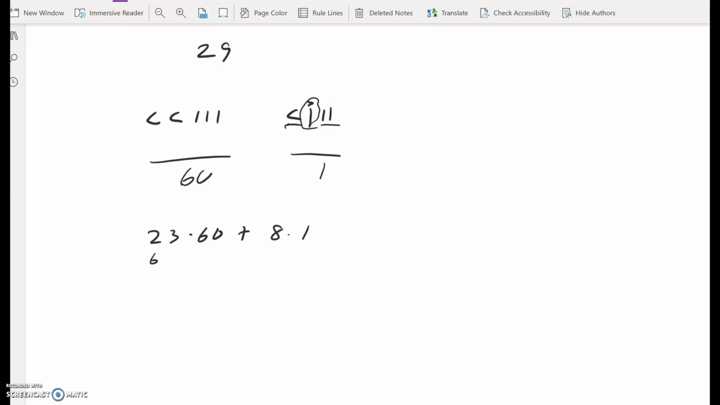And 1380 plus 8 is 1388. So this is 1388.